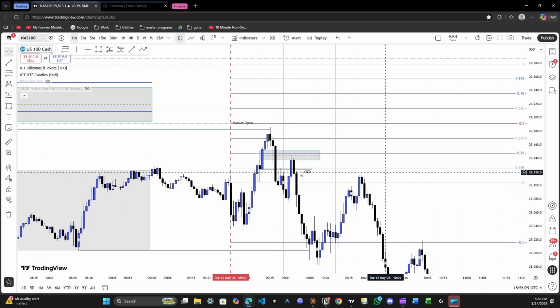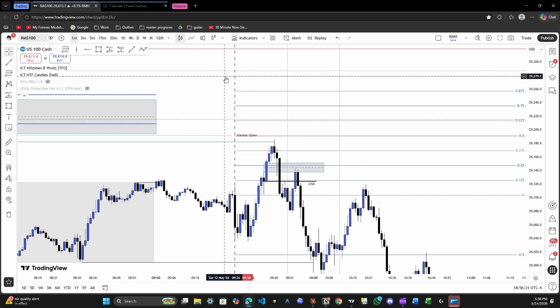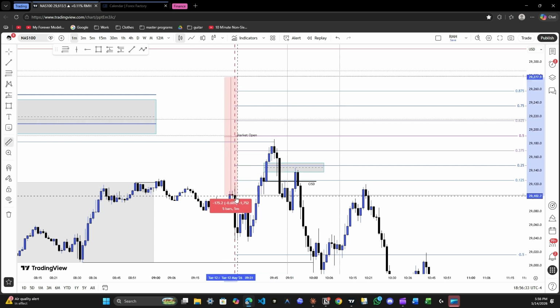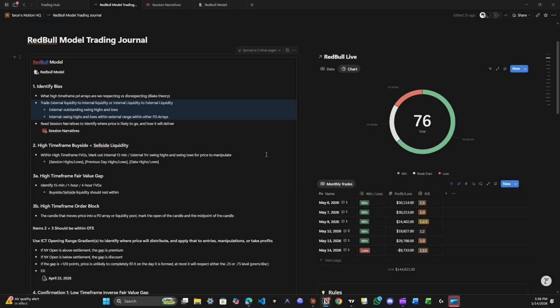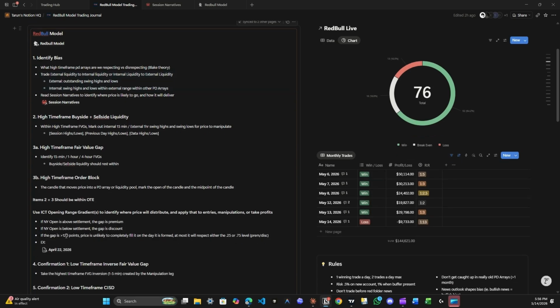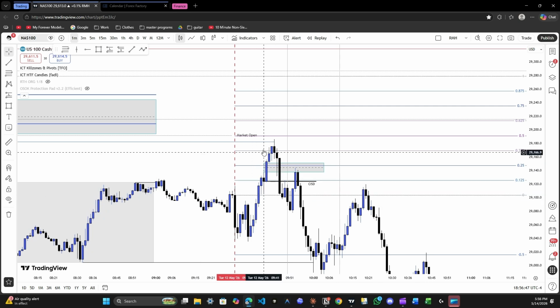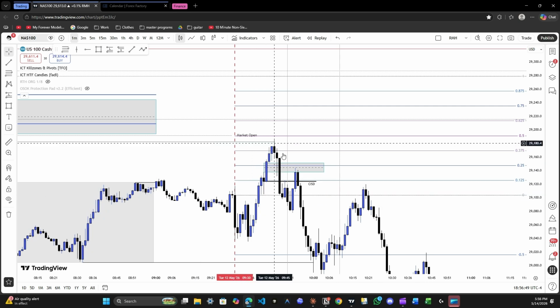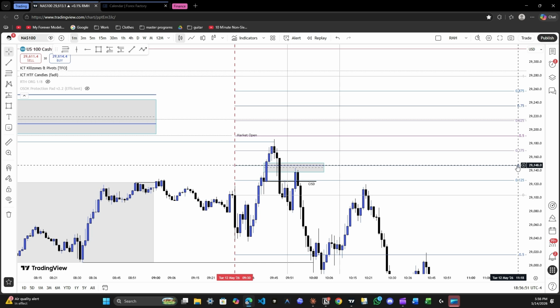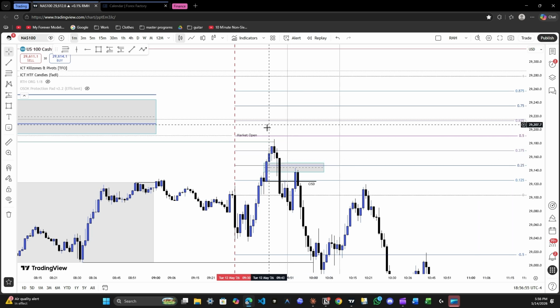Furthermore, the opening range gradient, as you can see, is more than 120 points. As I say before, if the opening range gradient is more than 120 points, price is unlikely to completely fill it and will most likely respect either the 0.25 level. So as you can see, when price goes up to manipulate this London high, what does it do? It respects these levels. At most, it'll go up to this 0.5 level and wick through it. It'll never close through it.